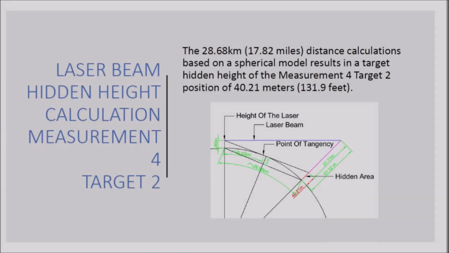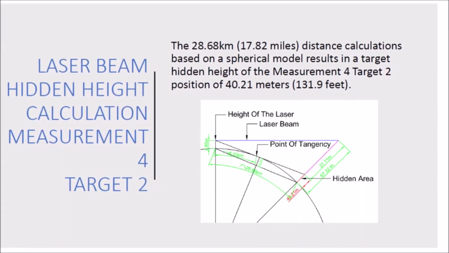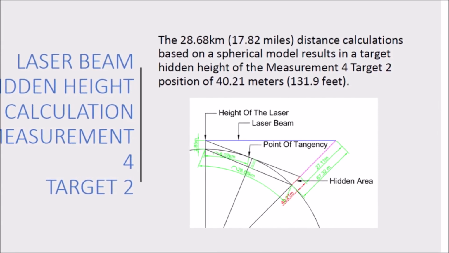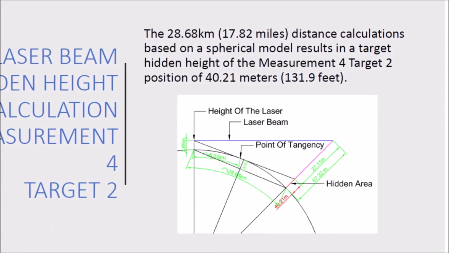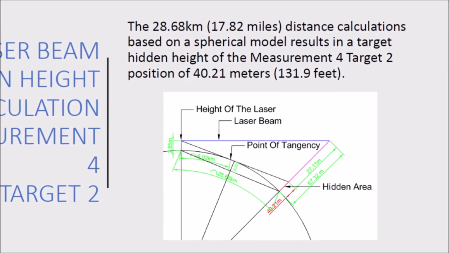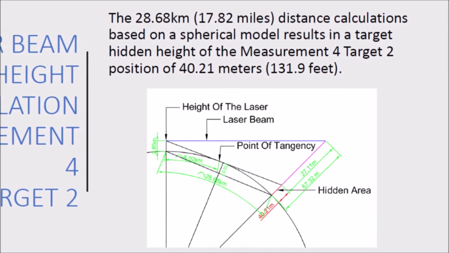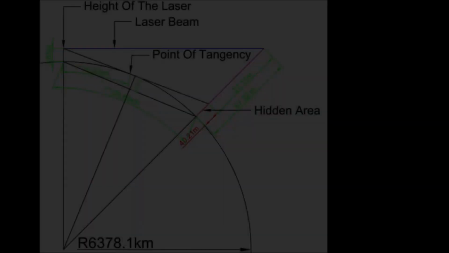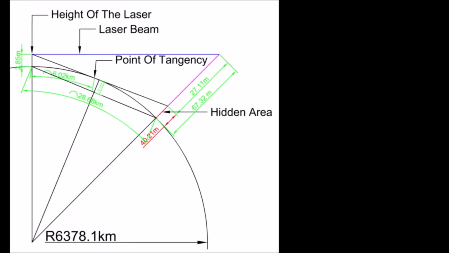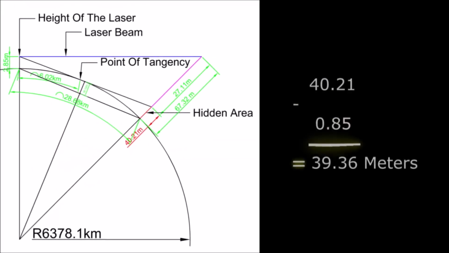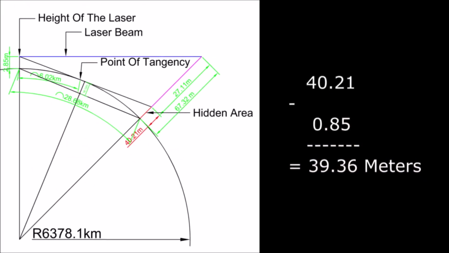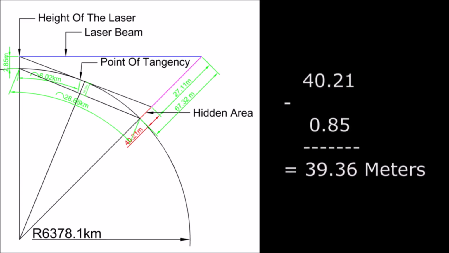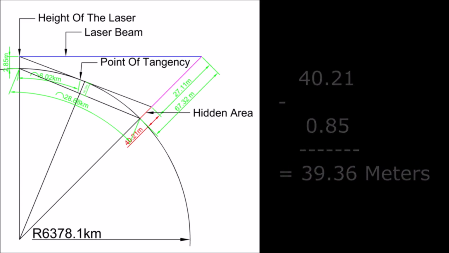The 28.68 kilometer calculations based upon the WGS-84 geoid model resulted in a target hidden height for measurement 4, Isle Lake, target 2 location of 40.21 meters or 131.9 feet. The WGS-84 mathematical construct differed by 39.36 meters in this measurement, which meant 98% of the target hidden height was visible.